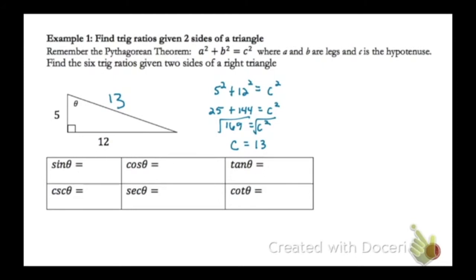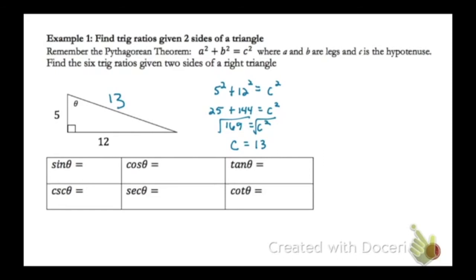Now look at example 1 with me. We are going to find the trig ratios given 2 sides of a triangle. So sine, cosine, tangent, and then cosecant, secant, and cotangent. So this is a right triangle. Remember the Pythagorean theorem. So you can use that to find the third length. I've done the work. So 5, 12, and then our third length would be 13, and I've gone ahead and labeled it. So now we're going to find the 6 trig ratios.